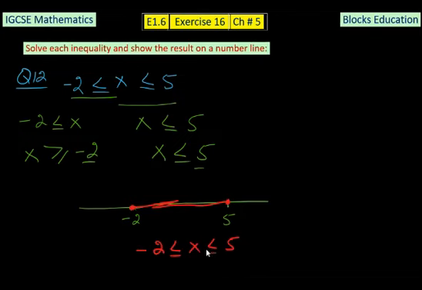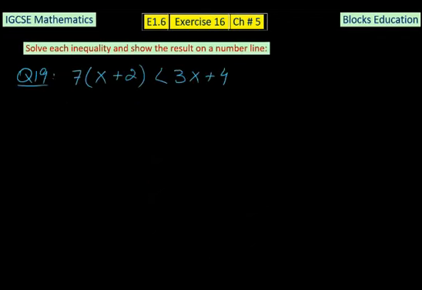It means that x is bounded between minus 2 and 5, or x is greater than or equal to minus 2 and x is less than or equal to positive 5. In question number 19, it says 7 into x plus 2 less than 3x plus 4.